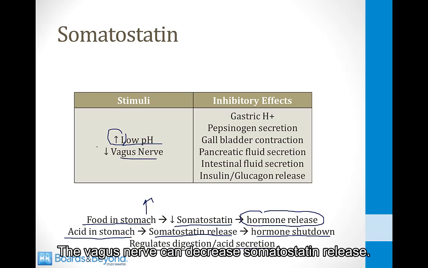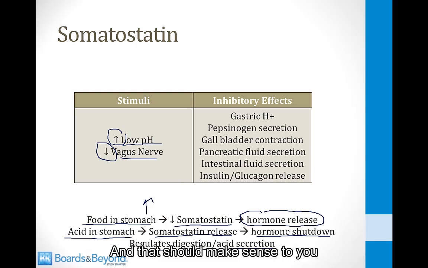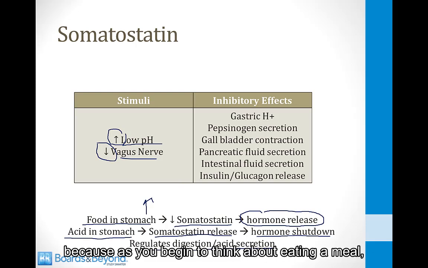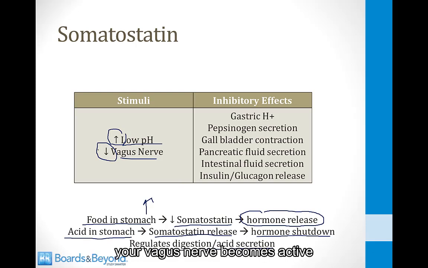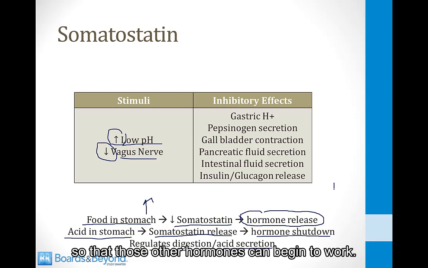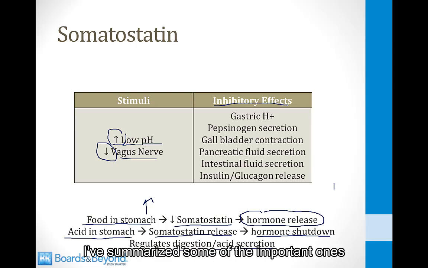The vagus nerve can decrease somatostatin release, and that should make sense to you because as you begin to think about eating a meal, your vagus nerve becomes active and it will shut down somatostatin release so that those other hormones can begin to work. The inhibitory effects of somatostatin are many. I've summarized some of the important ones on the screen here.